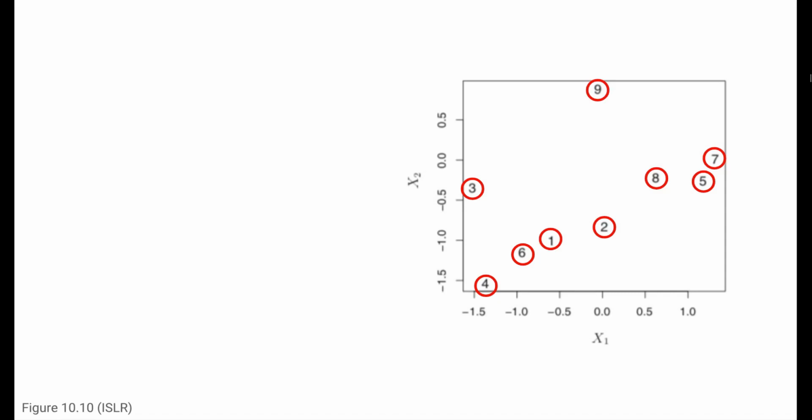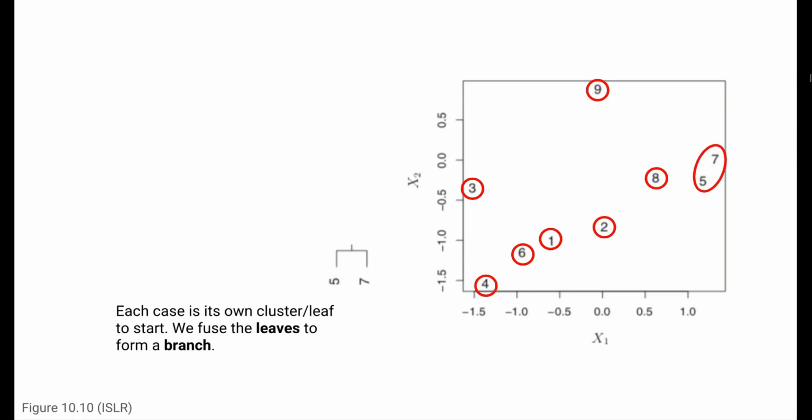So let's look at a small example to get an idea for the clustering process before we look at the exact algorithm. So here we have a data set of 9 cases where we've plotted the values of the x1 and x2 parameters. Because hierarchical clustering is a bottom-up agglomerative approach, every case starts in its own cluster. We look at all possible pairs of clusters and find the closest pair in the first step, and this ends up being 7 and 5. So we fuse cases 7 and 5 together to create a branch. This is also called fusing 2 leaves to form a branch.